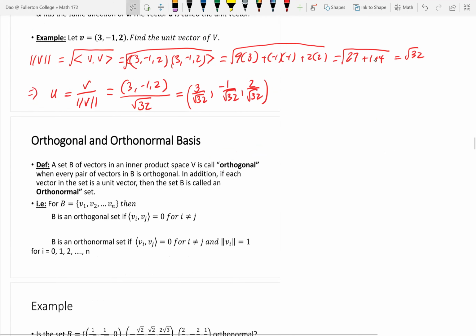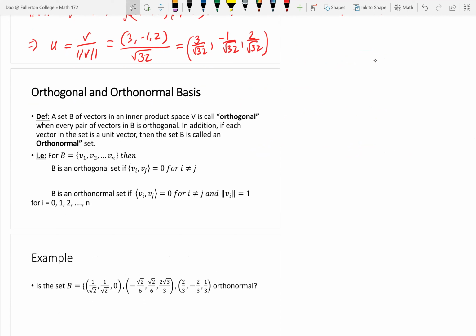Because next we're going to focus on orthogonal and orthonormal bases. Those two are different things, right? Orthogonal and orthonormal. Let's see what orthogonal is first. A set B of vectors in an inner product space V is called orthogonal when every pair of vectors in B is orthogonal. Again, what does orthogonal mean? It means the inner product equals 0. That's the idea of orthogonal.